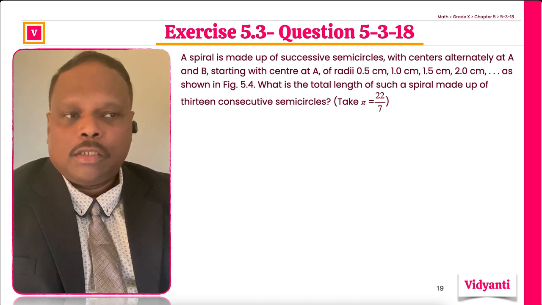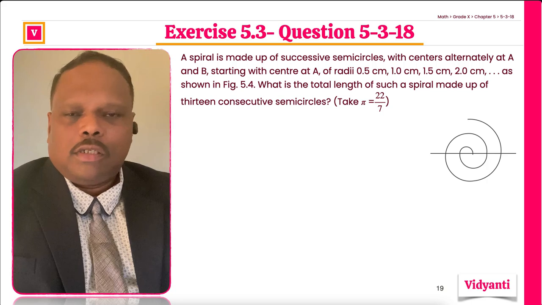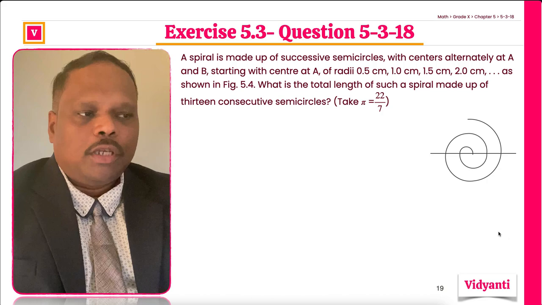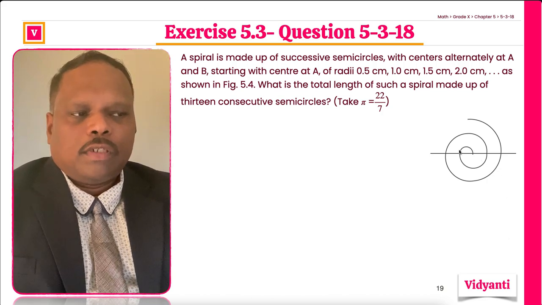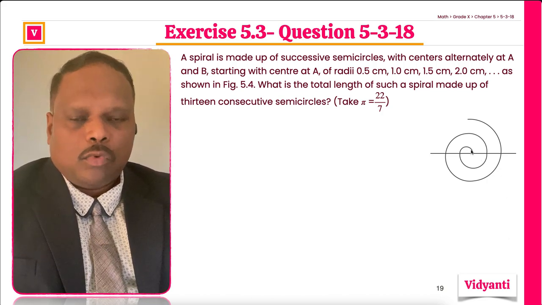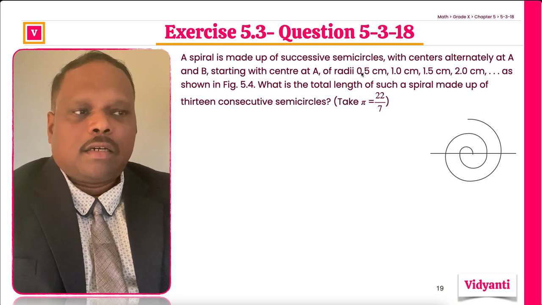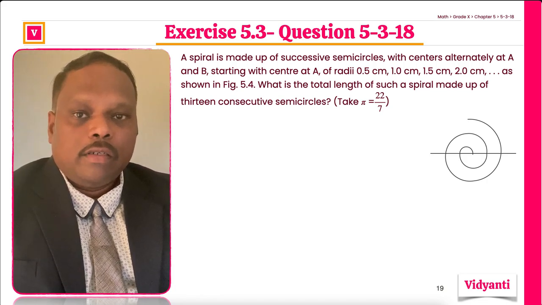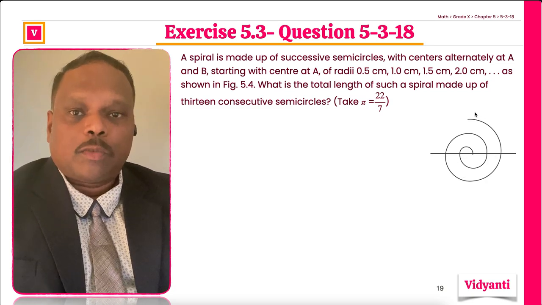Made of 13 consecutive semicircles. So let's see a partial diagram of the spiral as shown here. Now, the first semicircle, which is the innermost or the smallest, has a radius of 0.5 centimeters. The next semicircle will be of 1 centimeter. The next semicircle will be of 1.5 centimeters, and so on. Altogether, there are 13 semicircles. So we have been asked what's the complete length of the spiral.